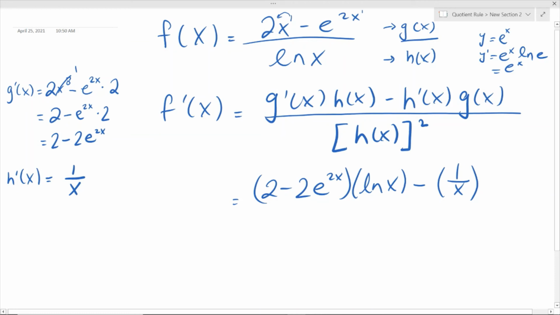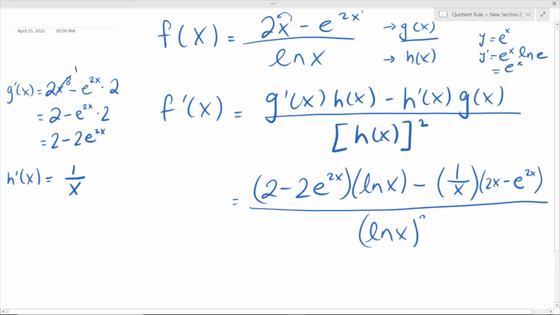And then g of x is equal to this numerator right here, so it's 2x minus e to the exponent of 2x. So copying this numerator into g of x right here. H prime of x is 1 over x, so copy that here. H of x is ln x shown here. G prime of x is this, right? So I copy that here. Good. Okay, now the denominator, we just square h of x, so here ln x is our h of x. So I'm gonna put that in brackets and square.